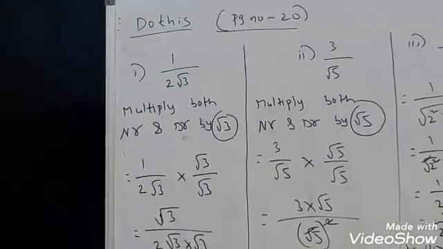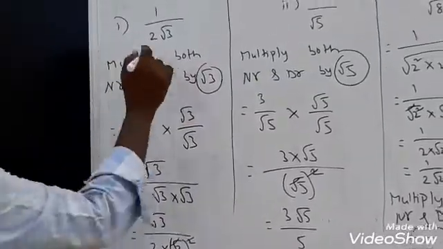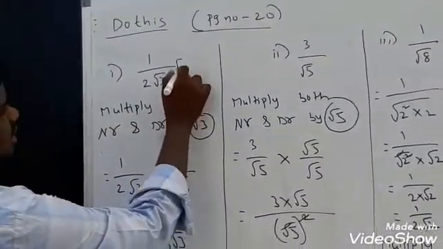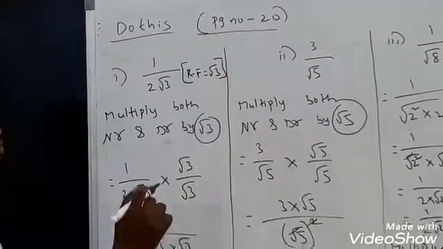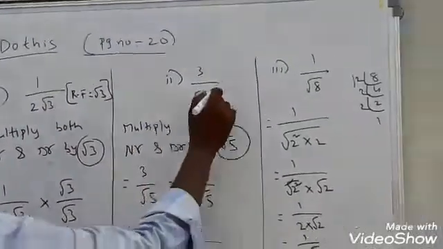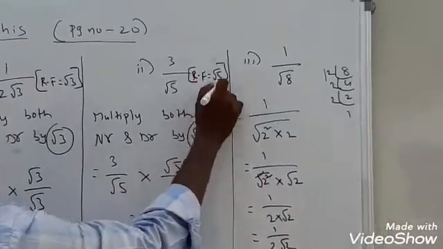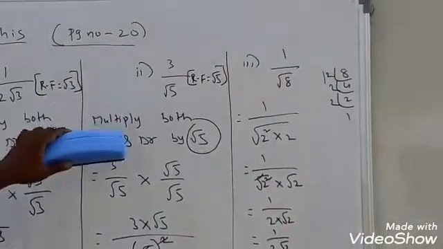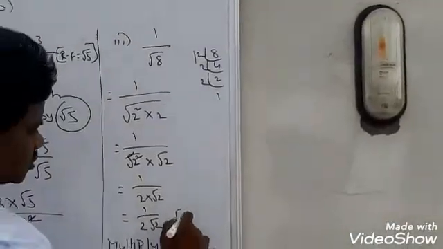1 by 2 root 3 means what you have to multiply to convert is root 3. So by seeing only, you observe RF is equal to root 3. RF means rationalizing factor. In this problem, what is RF? RF is equal to root 5. So the rationalizing factor is equal to root 5. Here RF is equal to root 2.